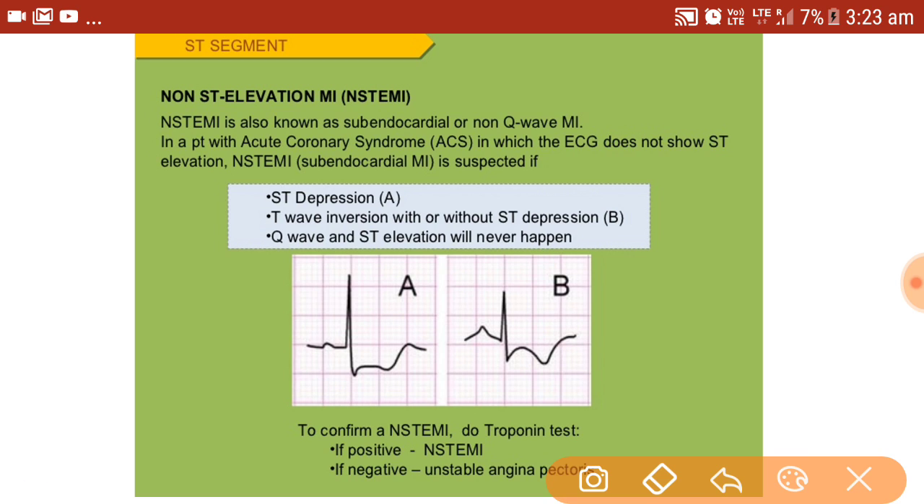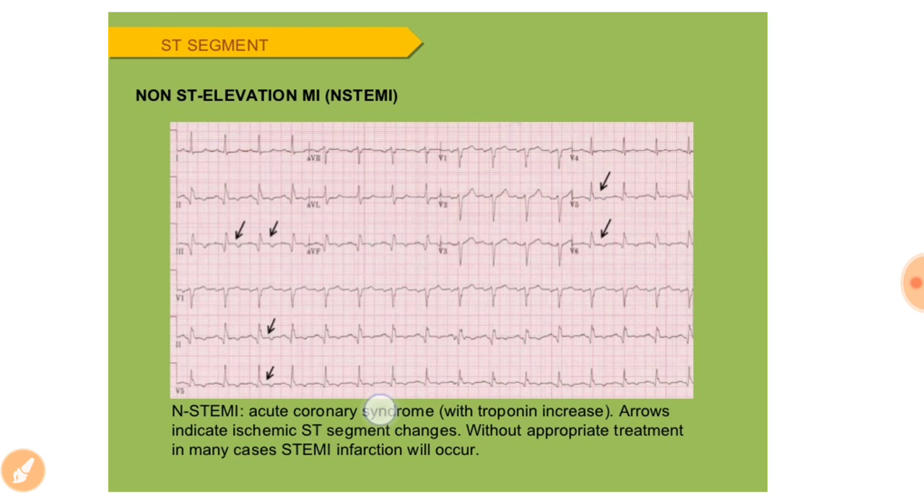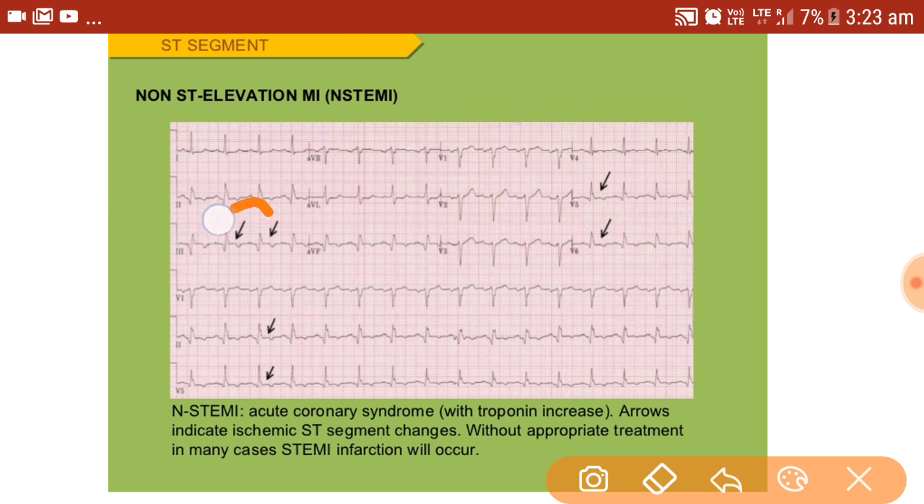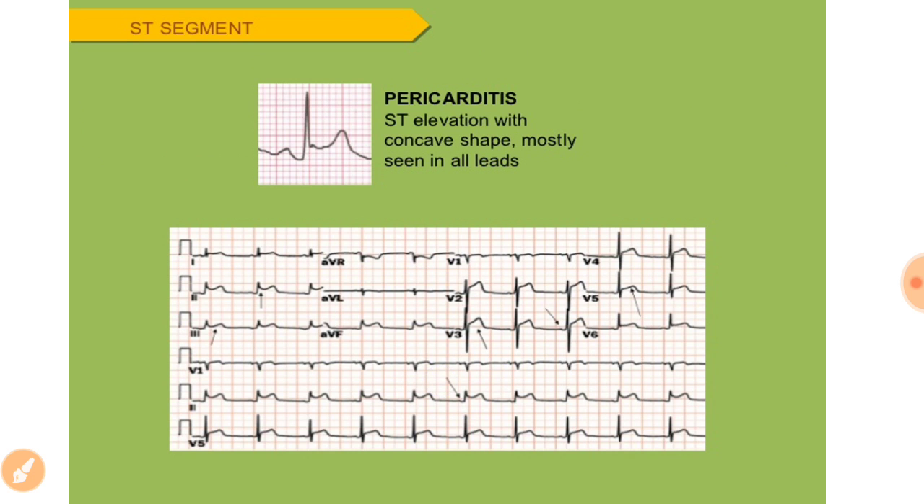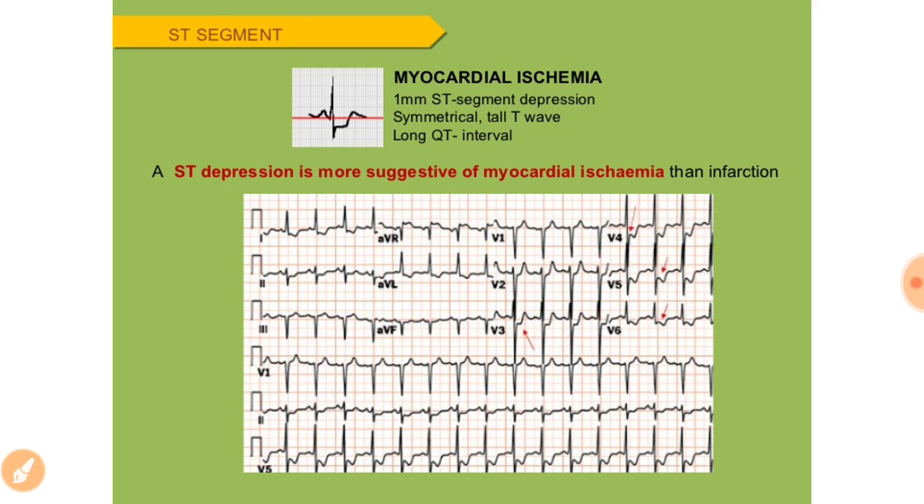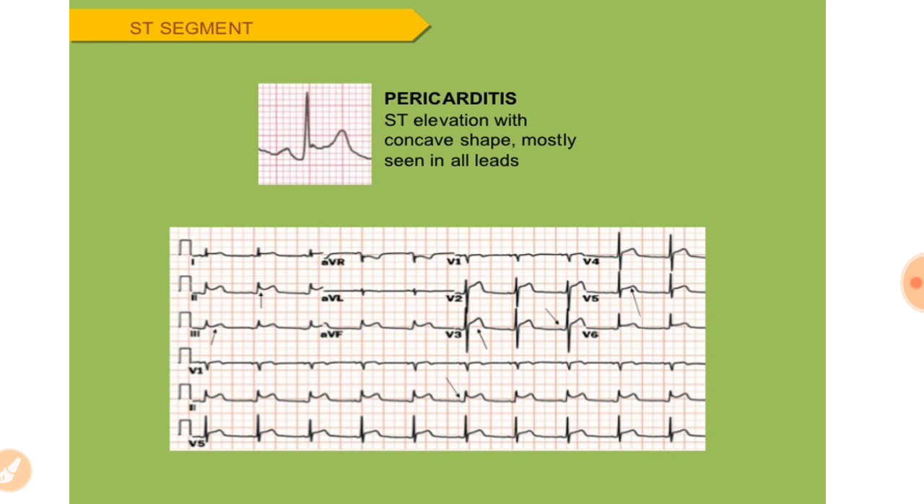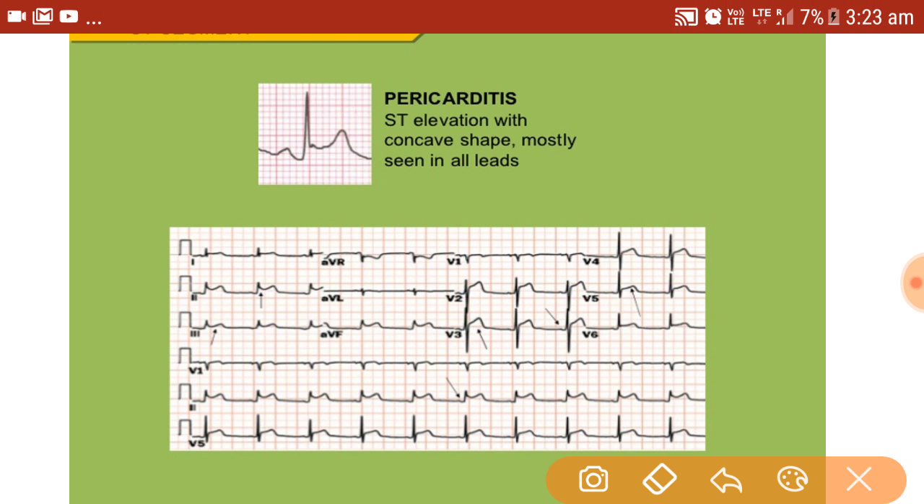So how will you diagnose it? Confirm the ECG. If positive, do the troponin test. If positive, it is diagnosed as non-ST elevated MI. If negative, it is unstable angina pectoris. Okay, so here you can see some T wave inversions in non-ST elevated MI. One thing as an MCQ: ST depression is more suggestive of myocardial ischemia than infarction. So this is very important.